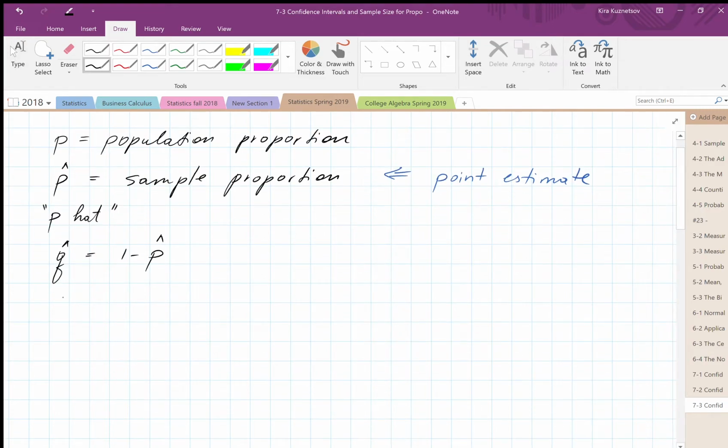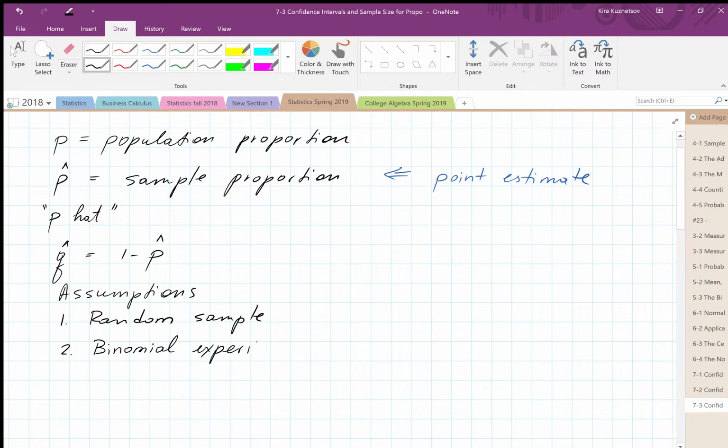The assumptions, there's two basic ones. It's a random sample. That one will always be assumed for all of the problems in this book. And two, this is a binomial experiment. Now, because it's a binomial experiment, everything that goes along with the binomial experiment also follows. One of the biggest things is a binomial distribution can be well approximated with a normal distribution.